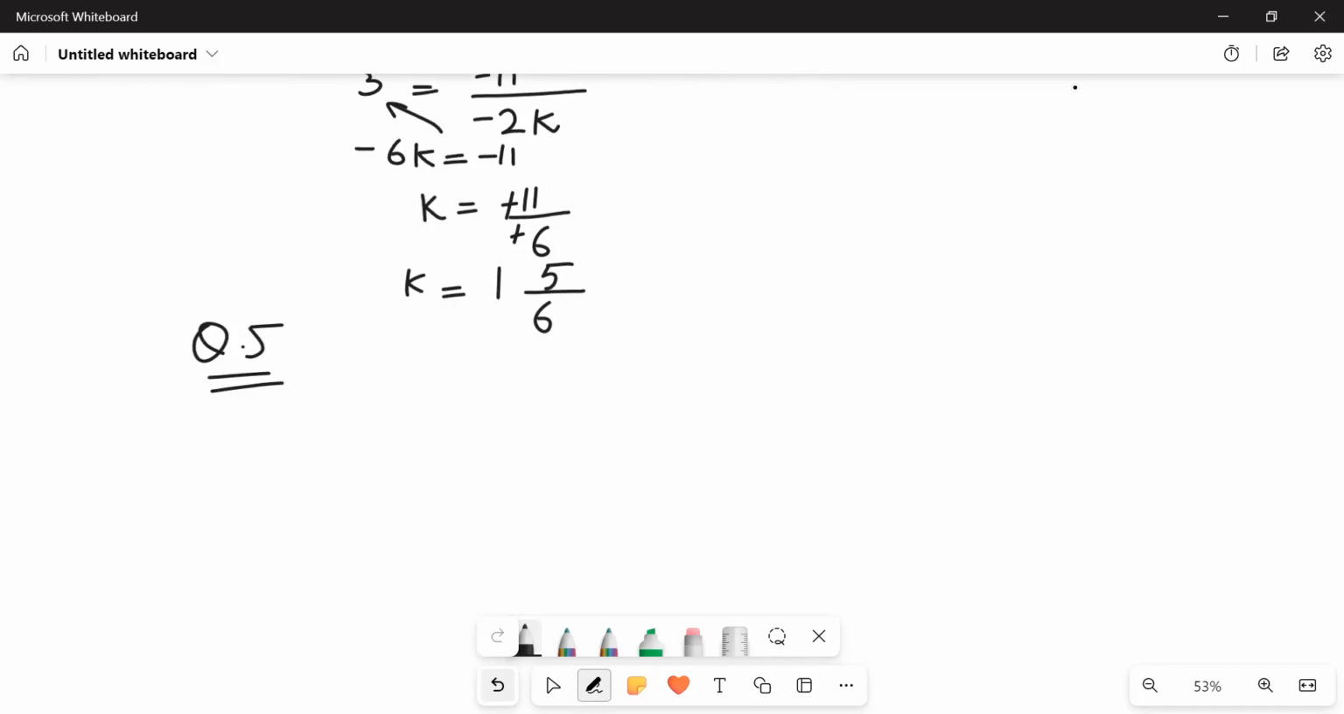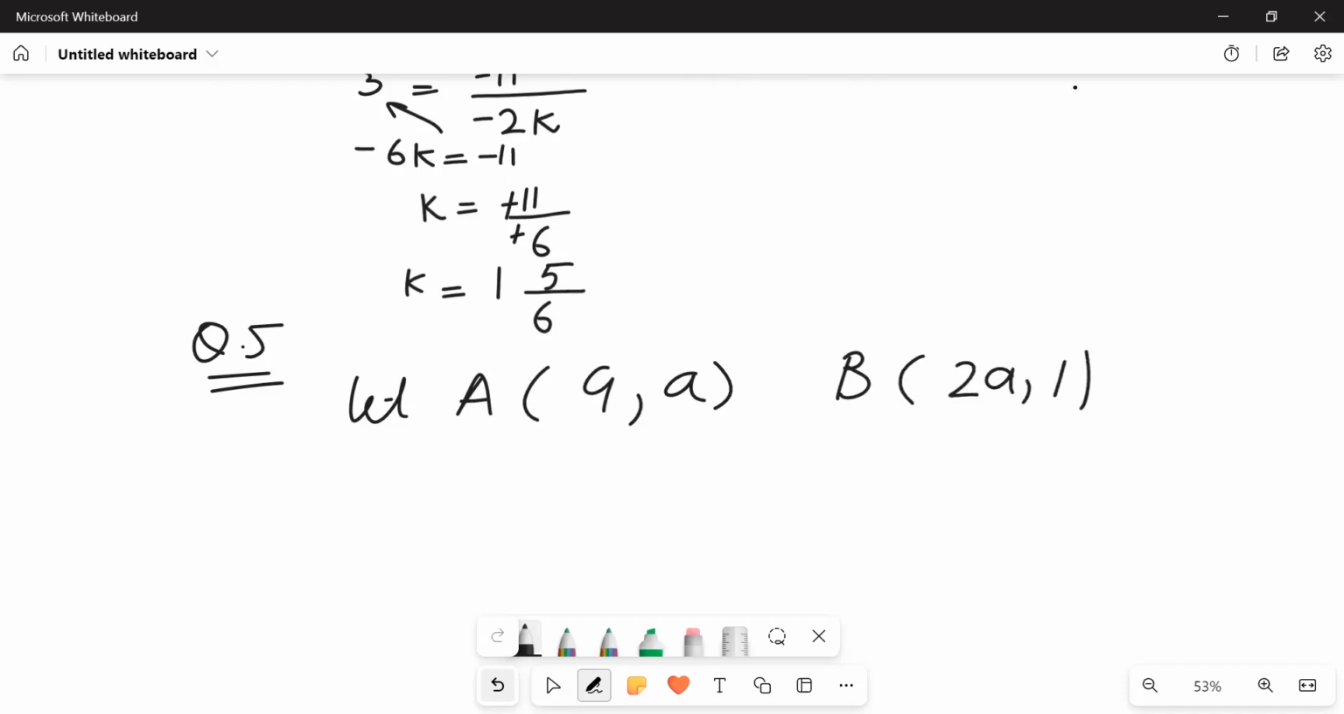Now we will start the next question, question number 5. The gradient of the line joining the points (9, a) and (2a, 1) is 2 over a. Similarly, this question is given in the same pattern as question number 4. So let A point be (9, a) and B point be (2a, 1), and the gradient of AB is given, that is 2 over a. We have to find the value of a.